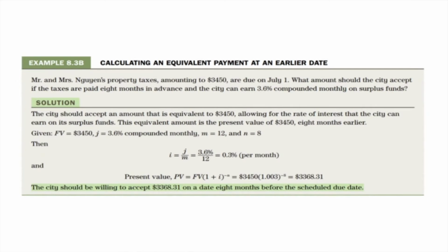The future value is $3,450. The interest rate is 3.6%. We need to convert that to the periodic rate. So 3.6 divided by 12 will give us the periodic rate of 0.3% per month. We plug that into the formula, and that's 3,450 divided by 1.003 to the power of 8, or 3,450 times 1.003 to the power of minus 8. And that will come to $3,368.31. So the city, 8 months before, would accept $3,368.31 to be equivalent to $3,450 in 8 months' time. I think that should be a pretty straightforward one, a typical type of problem.